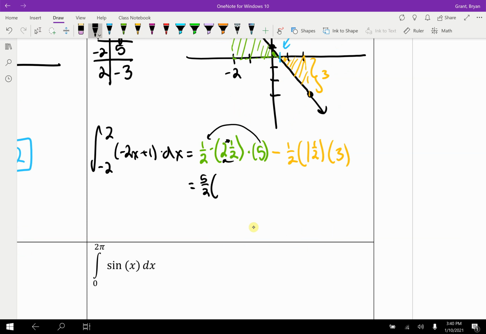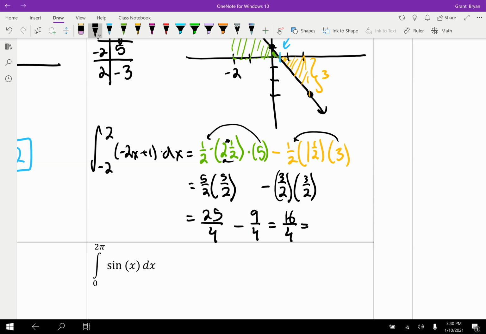We do that around the world thing, right? 4 plus 1 is 5, so times another 5 halves. Minus, and then over here we have 3 halves, the 3 times here, and then the 1.5 is again 3 halves. Very exciting. So it looks like 25 quarters minus 9 quarters. 25 minus 9 is 16 quarters, or a very nice area of 4. 2 to go.